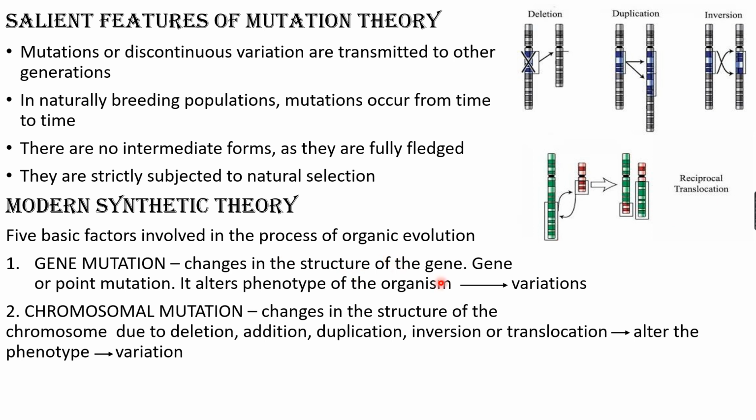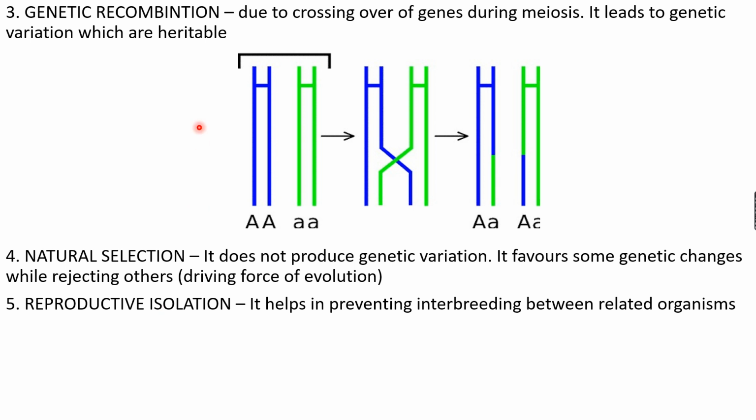So first I said gene mutation, point mutation: changes in the structure of the gene lead to phenotypic change and variation. Second, I said chromosomal mutation: changes in the structure of the chromosome due to deletion, addition, duplication, inversion or translocation. These two factors alter the phenotype, the external characters, and lead to variation. So there are five basic factors in the organic evolution process. Two we have already seen. The next one we'll see.